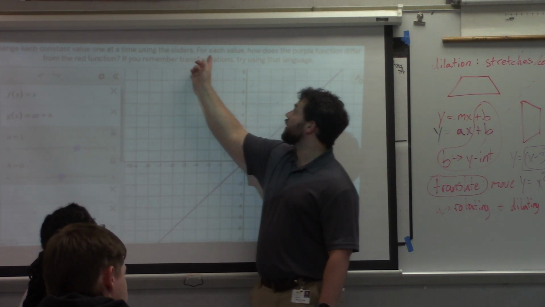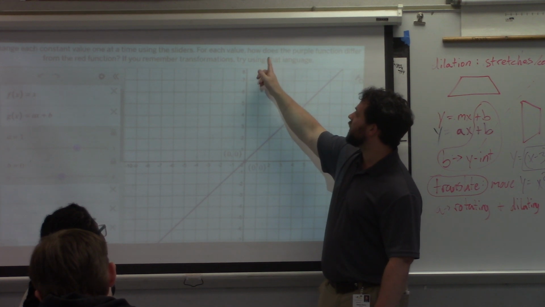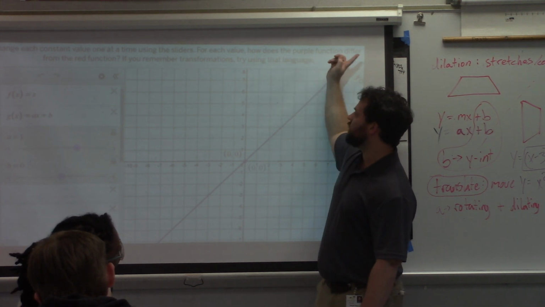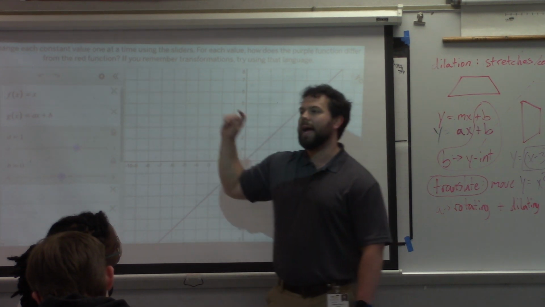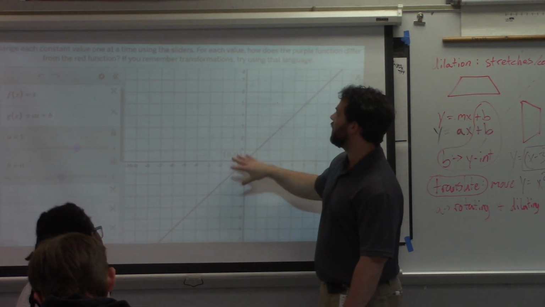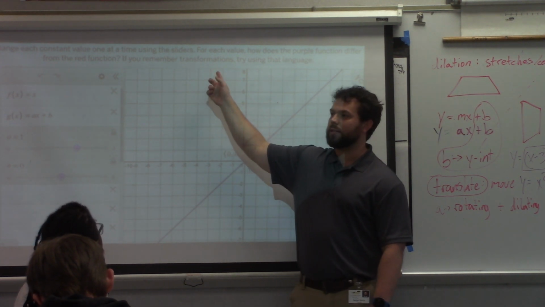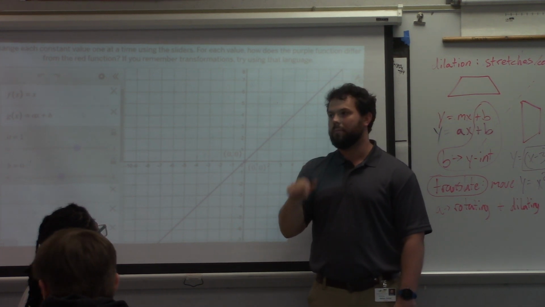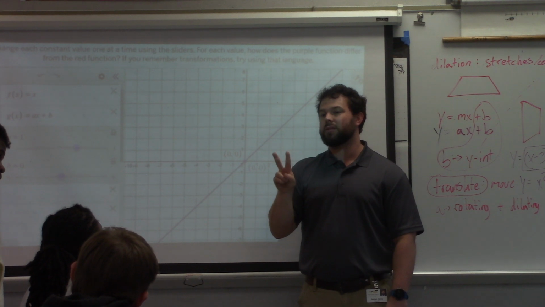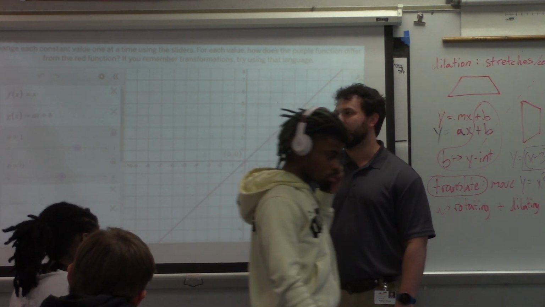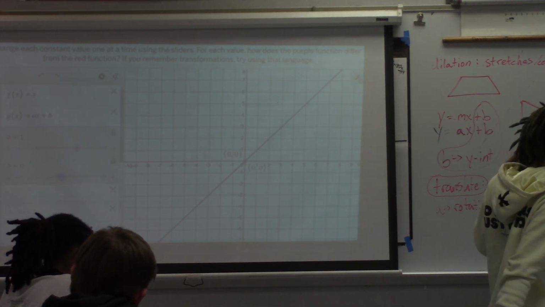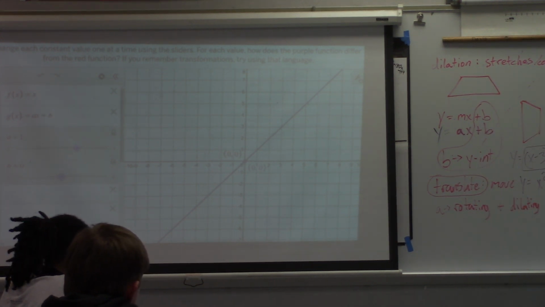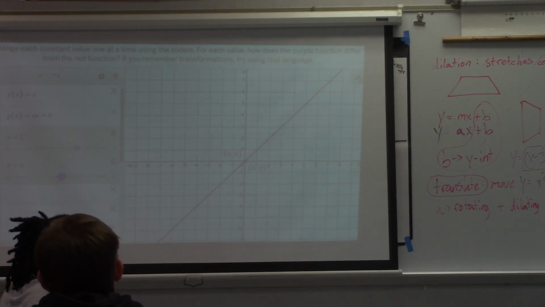And what I want you to do for each value is figure out or come up with a conjecture about how the purple function differs from the red function. So how do those values change the purple function? If you remember your transformations, try using that language. If you don't remember transformations at all, we'll talk more about it after this slide. So I'm giving you 2 minutes. I just need you to look at one iPad altogether, play around with your A and your B, and figure out what you think that A and B are doing. Notice, you don't have to have a lot to be successful. Just what do you think is happening? That's all I'm asking. We will talk about it in 2 minutes.